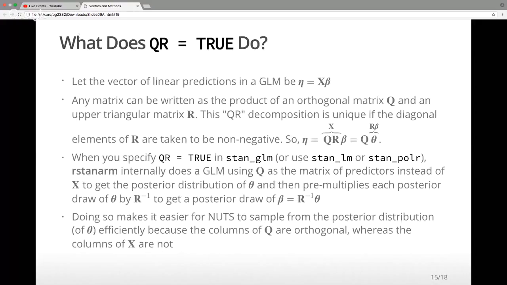So this identity. Anyway, you should understand this idea of matrix inverse, and quickly we'll show one way in which matrix inverse is being used. So in Stan, or in rstanarm, I said, well, if you're not going to use informative priors on your coefficients, you should specify QR equal true. And what does that do?